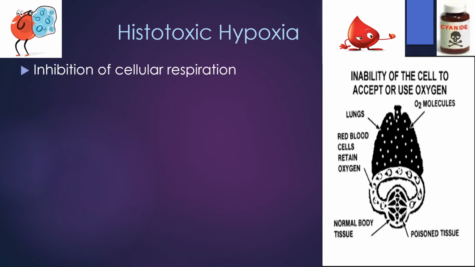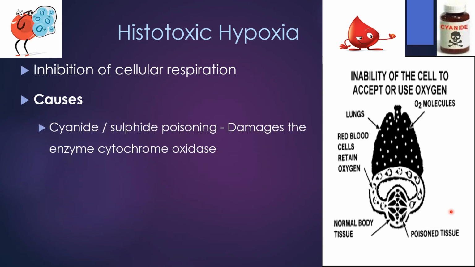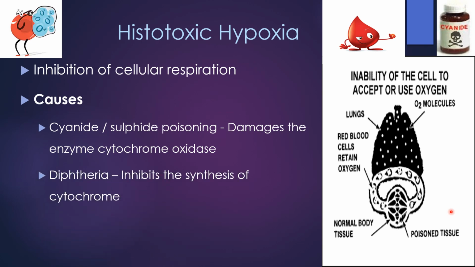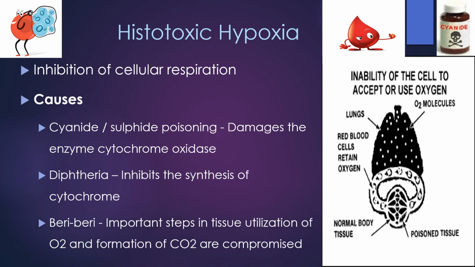Histotoxic hypoxia is inhibition of cellular respiration due to poisoning, so it is a utilization issue. The causes are cyanide or sulfide poisoning, which damages the enzyme cytochrome oxidase. In diphtheria, the microbes inhibit the synthesis of cytochrome. In beriberi, the important steps in the tissue utilization of oxygen and formation of carbon dioxide are compromised.